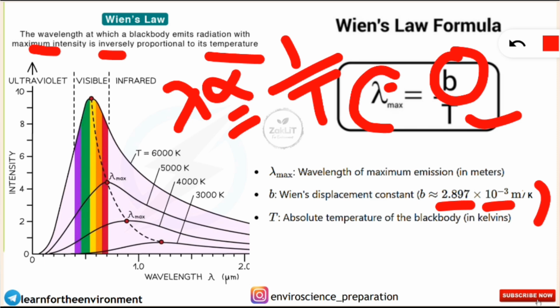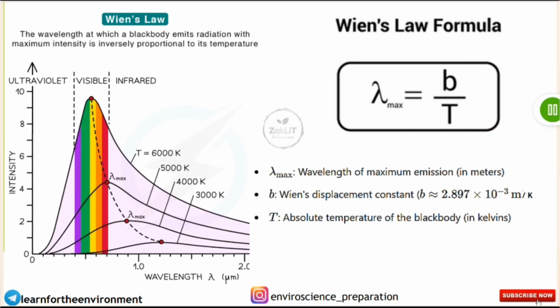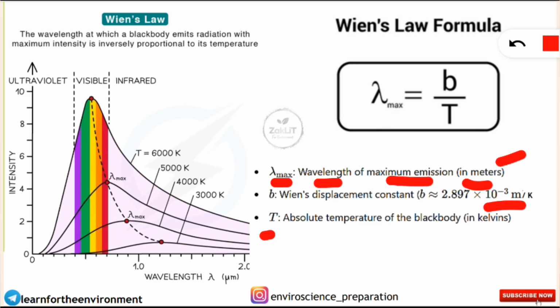Sometimes they will also ask numericals. So if the wavelength is given, or if you know the temperature, you should remember that Wien's displacement constant is 2.897. You can take approximately 2.9 into 10 to the power minus 3 meter Kelvin, where lambda max is the wavelength of maximum emission in meters of that black body, and T is the absolute temperature of the black body in Kelvin. Here, let us focus on this left hand side graph.